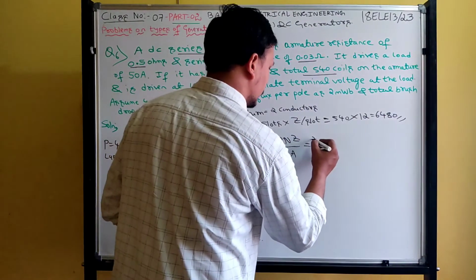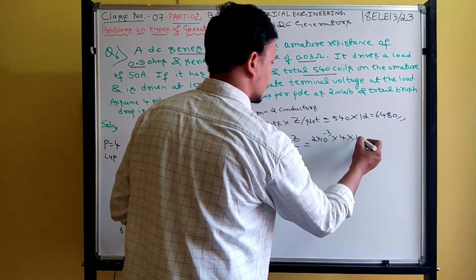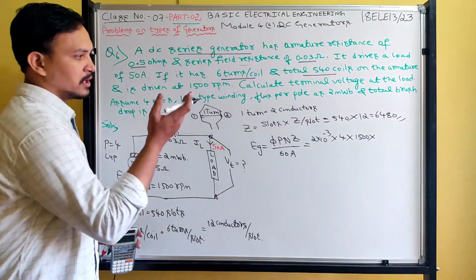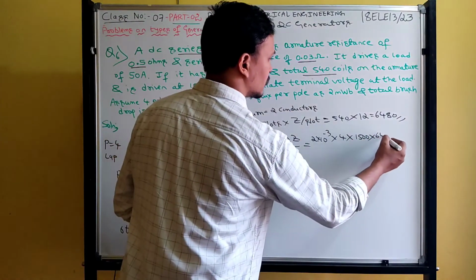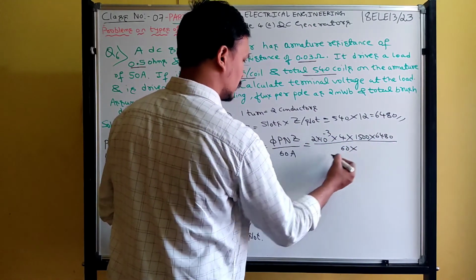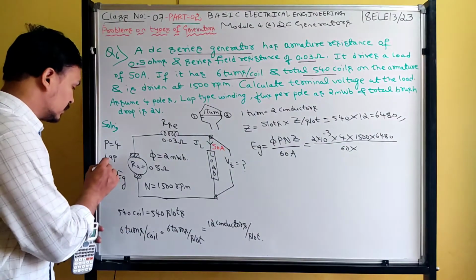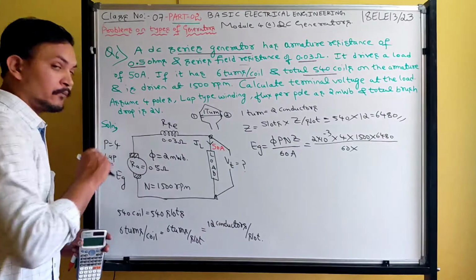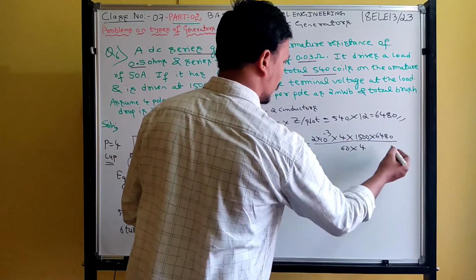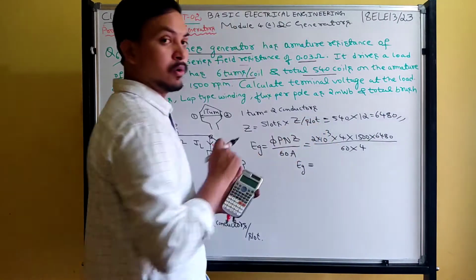What is the flux given? 2 milliweber, 2 into 10 raised to minus 3. Number of poles? 4 poles. Speed of the machine is 1500. Total number of conductors is 6480, divided by 60 into A. What is A? Number of parallel paths. What type of winding is given? Lap winding. If it is lap winding, A is equal to the number of poles, which is 4.